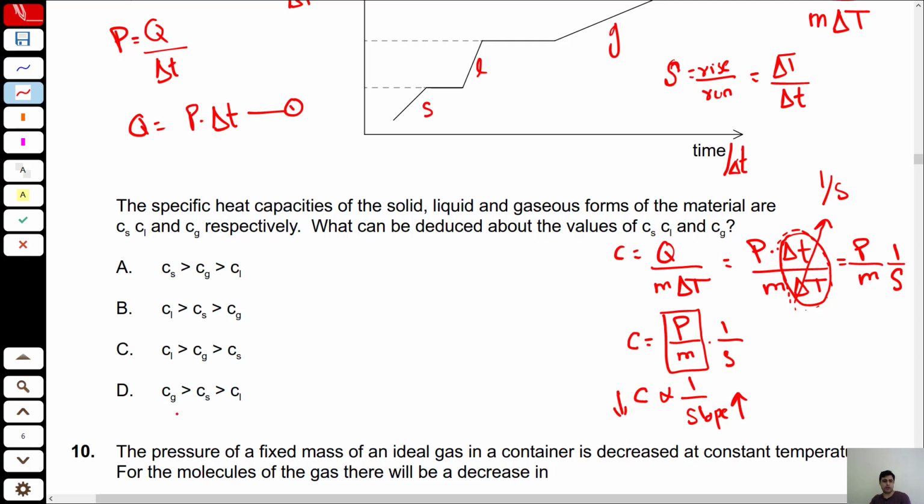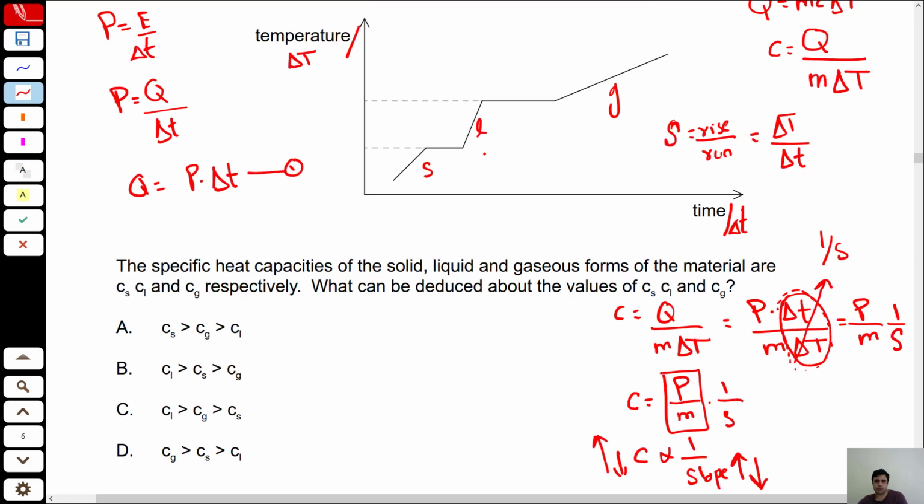So we need to figure out which one has the highest specific heat capacity. Highest specific heat capacity means smallest slope. Let's see which one has the smallest slope. You can see this is the steepest, then this comes in, and this one has the least. It is the least steep because it's flatter, so the gas. Let's write down the order. This one is the steepest, and this is the least steep.